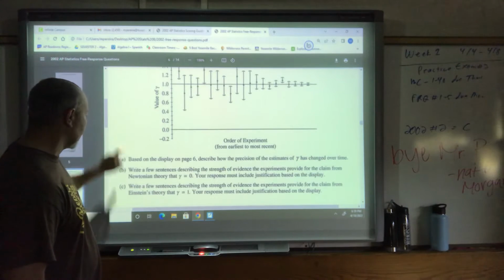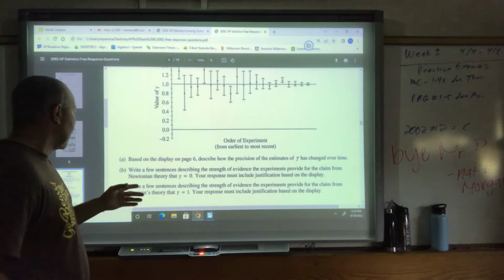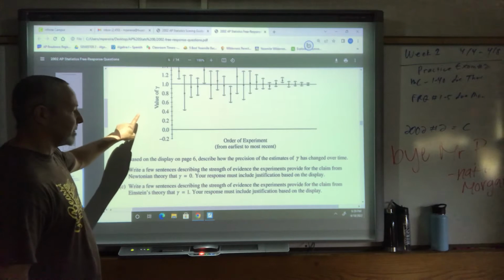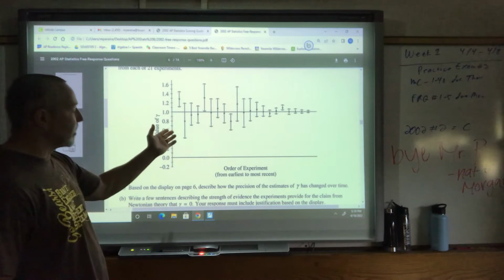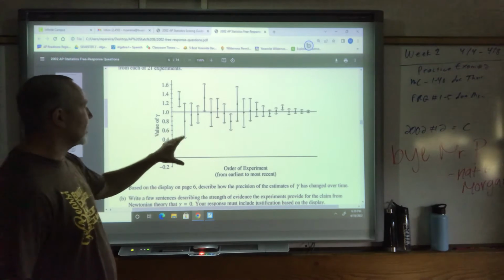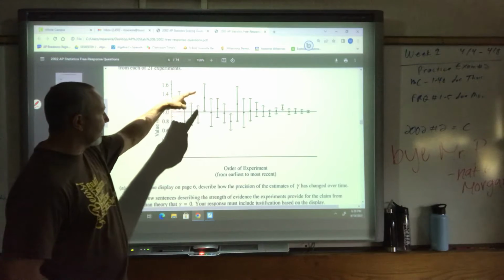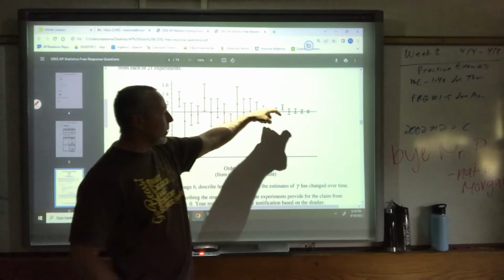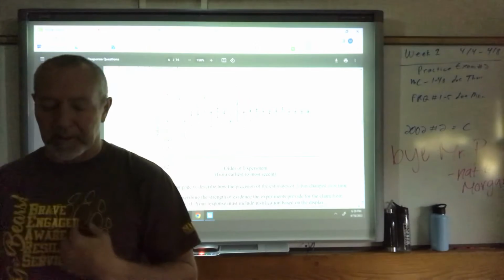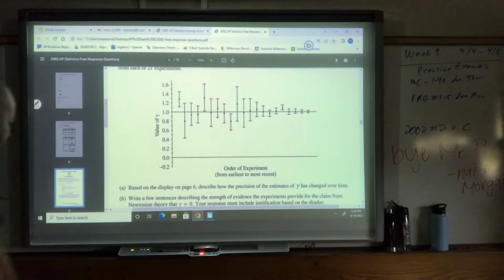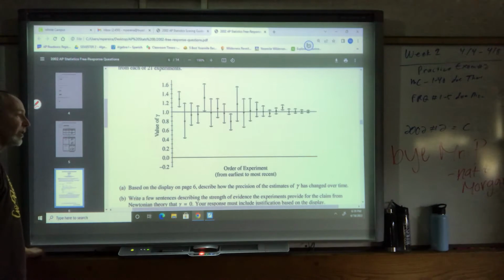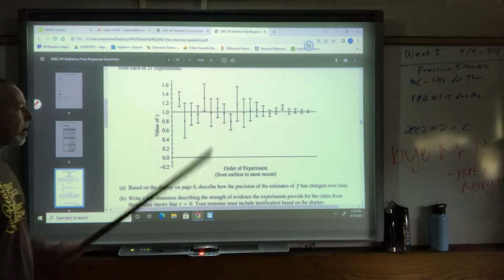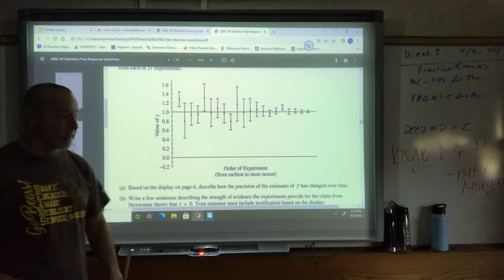So let's have a look really quick. I'll show you my answers in a minute. Based on the display, describe how the precision has changed over time. The precision has increased dramatically. Look at the variability on these ones back here, and now it's getting narrower and narrower. So I'm going to say that the precision has increased dramatically over time, and we can see that by the fact that the intervals become smaller and smaller as we go to the more recent experiments.